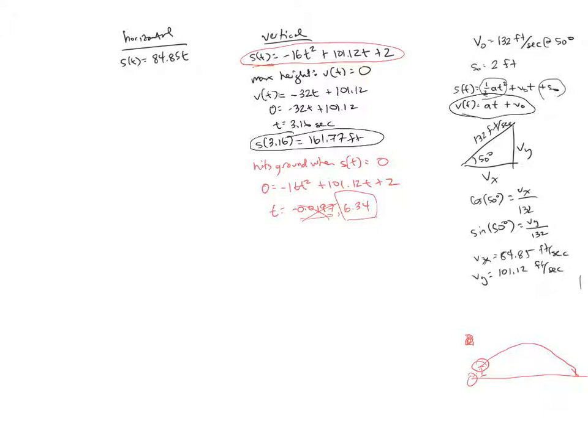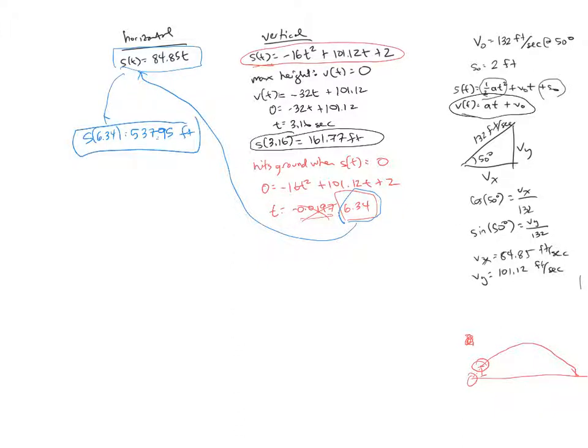Now, if I want to find how far it went, this is how long it's in the air, and this is the description of how far it is horizontally given any time. So if I take this number and plug it in there, it will give me the distance it traveled in the 6.34 seconds it was actually in the air. And when I calculate that, it gives me 537.95, and the units on that would be feet.